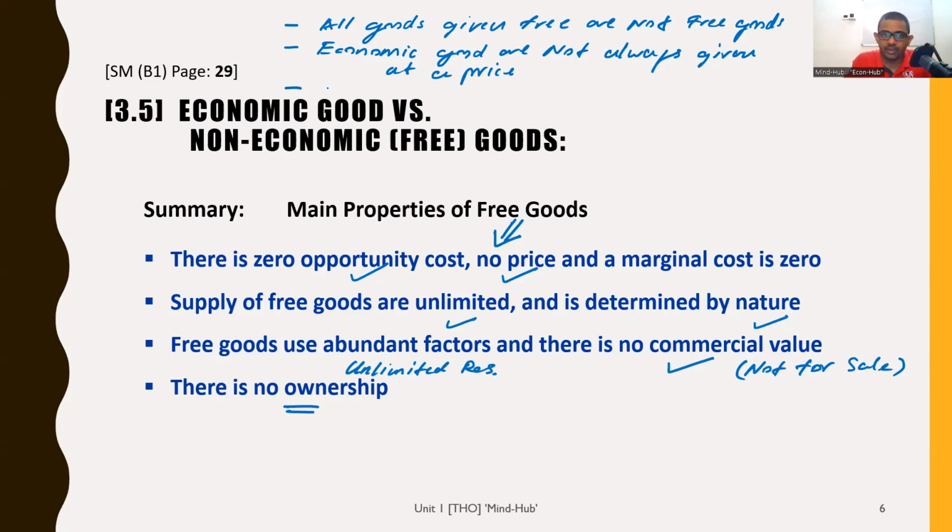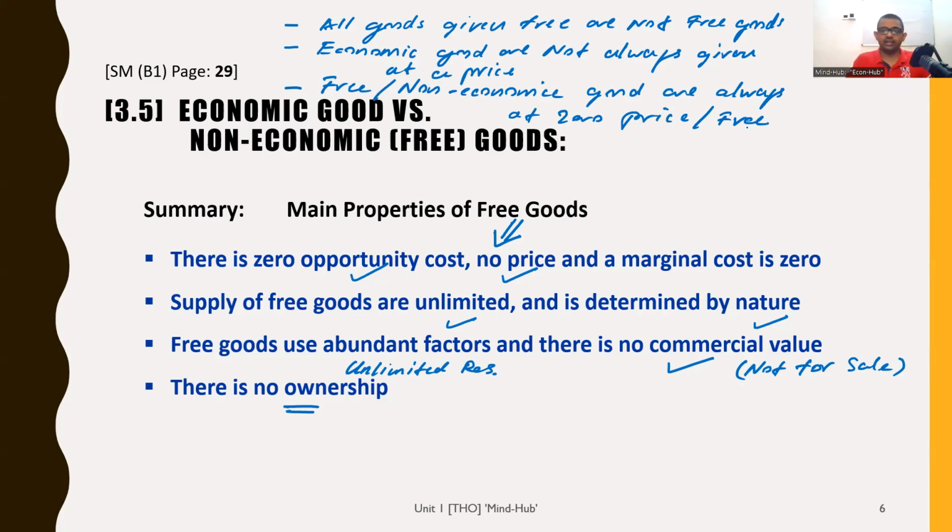Then we say, now, free, or this time I would like to say non-economic, right? Free or non-economic goods are always at zero price. Another way to say it is, they are always free. So if it's a non-economic good, it's always free. It doesn't have a price. But just because you get something free, don't jump to the conclusion that it is a non-economic good. That's a catch here. That's a key.